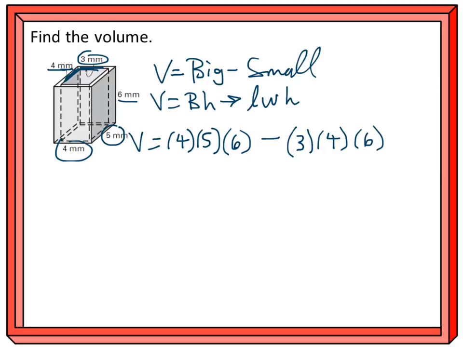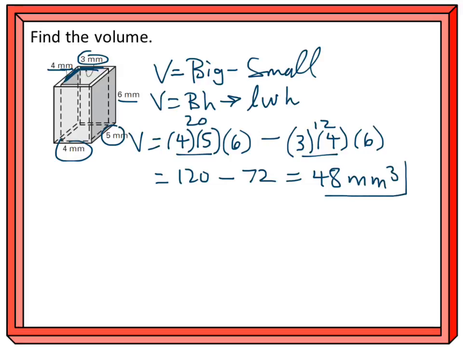Right now it's just straight arithmetic here. So 4 times 5 is 20, and then 20 times 6 is 120, minus, and then here we have a 12. 12 times 6 is 72. So subtract those and I get 48. Let's put on our units, millimeters cubed.